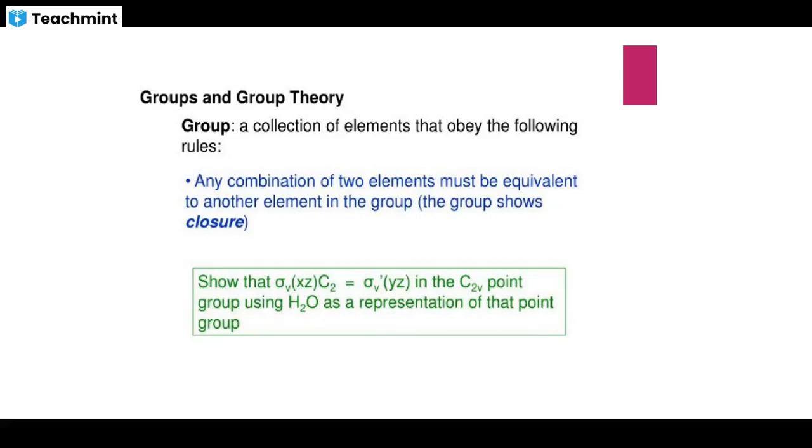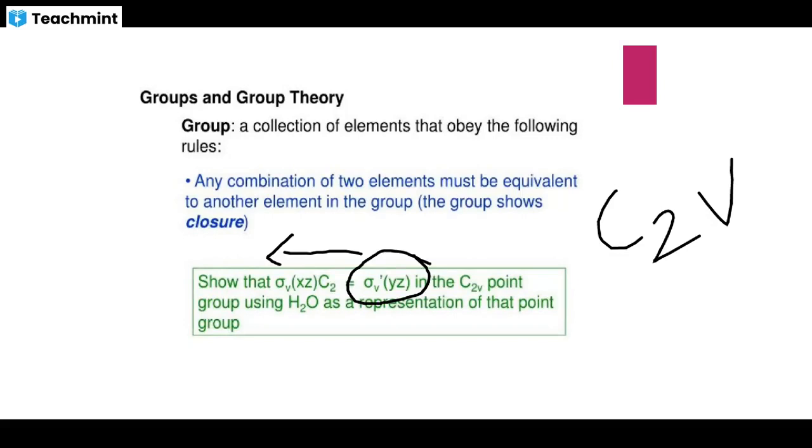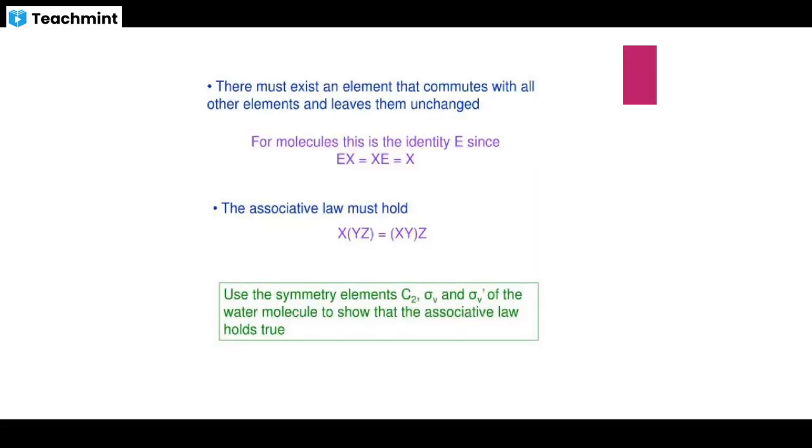If you take the C2v point group, you always multiply from right to left. First you do the symmetry operation C2, and then you do the symmetry operation sigma v xz. If you do these two symmetry operations, you get sigma yz, the sigma v dash plane. So this also belongs to the point group. If you take any two elements of the group and multiply them, the answer should also be in the group. So that is the first rule. The second rule is simple.